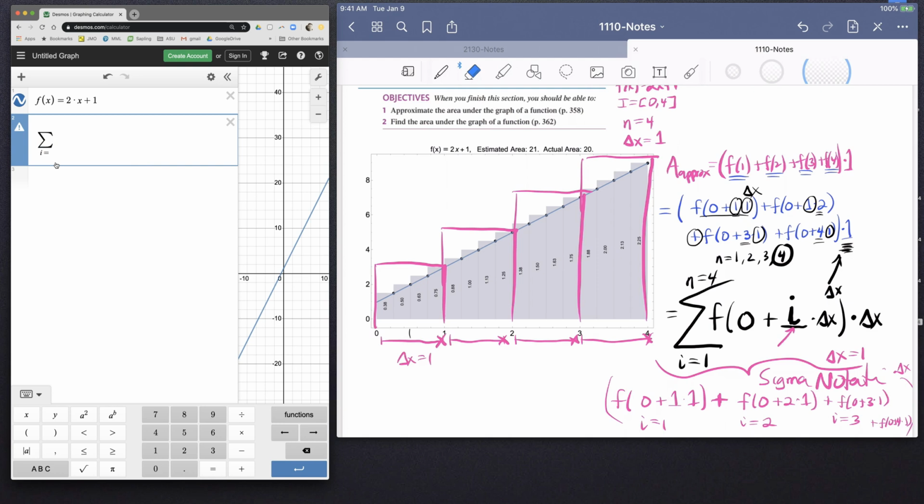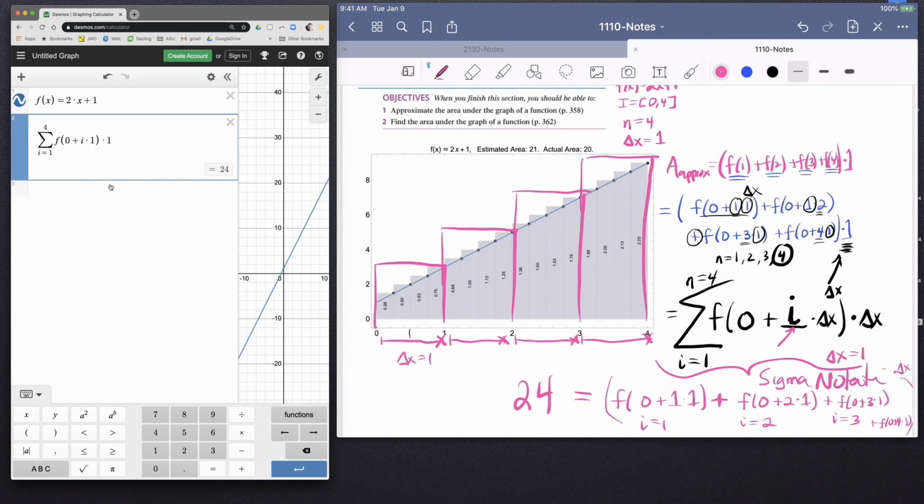So i is going from 1, right? That's the counter of rectangles, and we've gone up to 4 rectangles. If you have the function, you can say it's 0, the left endpoint, plus i multiplied by delta x. Since we had 4 rectangles, 4 divided by 4 is equal to 1, so delta x is 1, and then you multiply by 1, and we can see that the answer for this sum of 4 rectangles is 24.